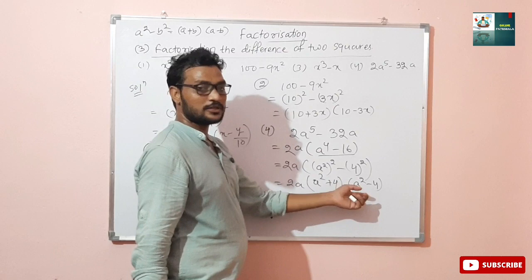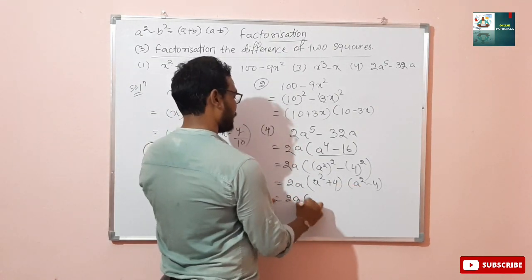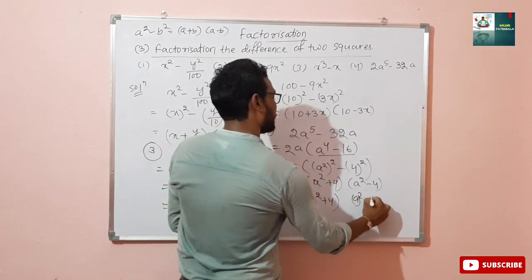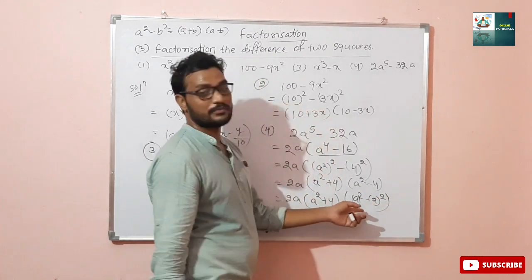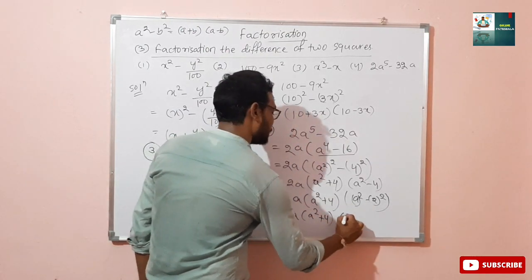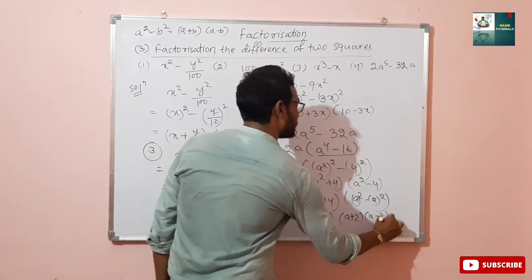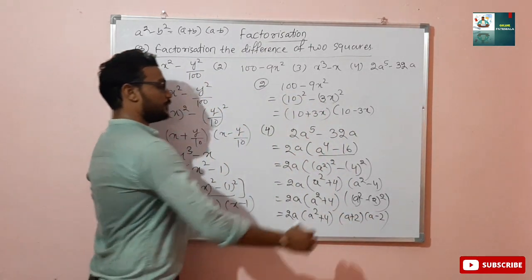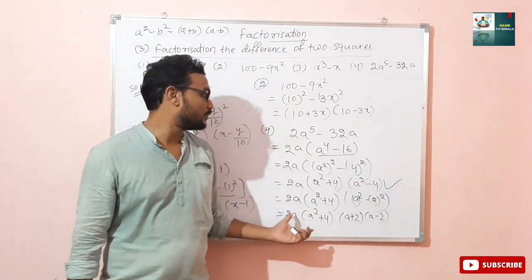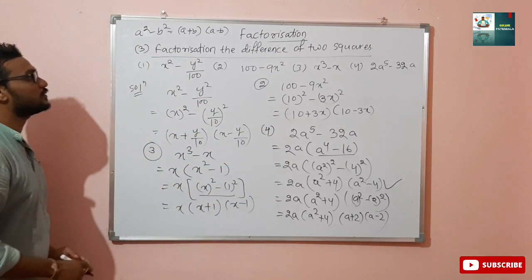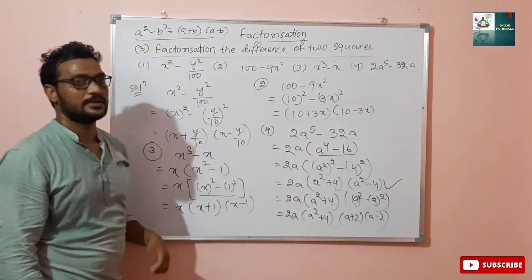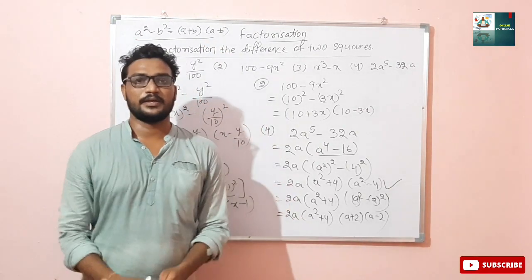If you want, then you can further solve this one also. This will be like this: 2a(a² + 4), and a² - 4 can be written as a² - 2², right? Again in the form of a² - b². So 2(a² + 4)(a + 2)(a - 2). If you do up to this, that is also okay. If you do these two parts, that is also okay. So this is the factorization, the difference of two squares. For this you have to remember this formula: a² - b² is (a + b)(a - b).